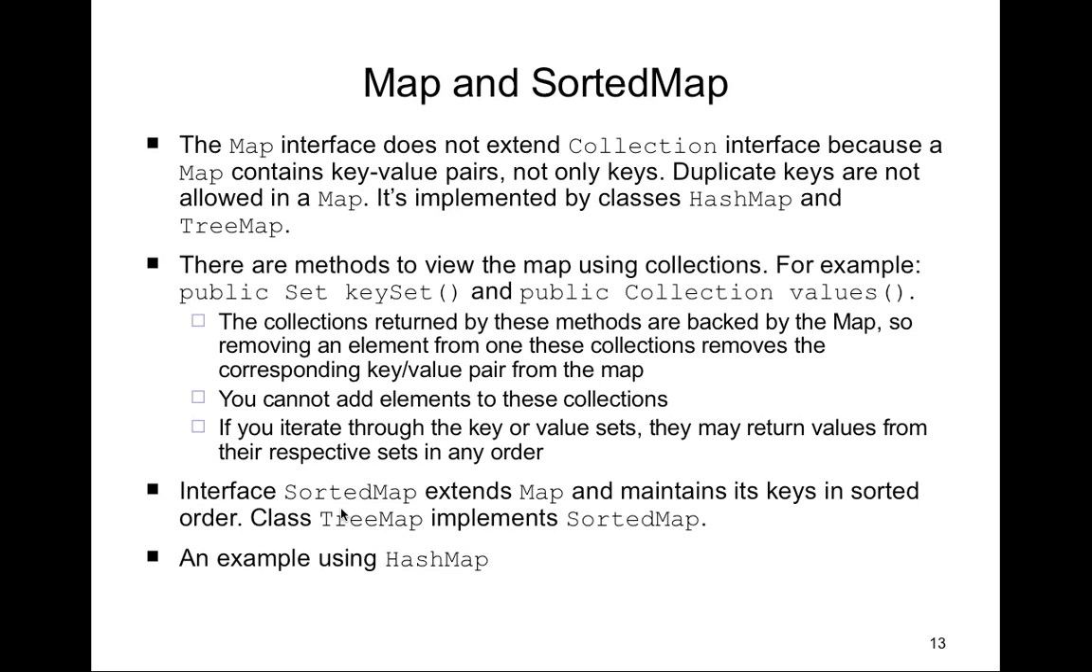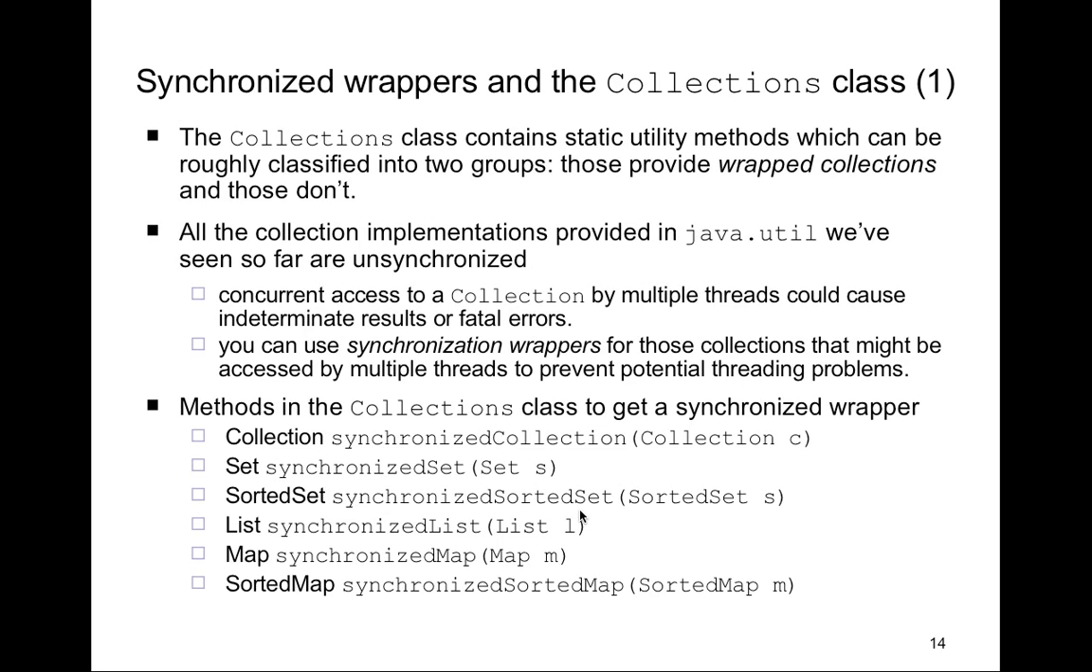The interface SortedMap extends map and maintains its list in sorted order. So SortedMap takes a map and adds an index to it, essentially. And then we have TreeMap, which implements a sorted map. So we have map, SortedMap, TreeMap. And then we have your map, my map, her map, his map, all extended on it. An example might be using a HashMap. There's an example that I gave you last week.